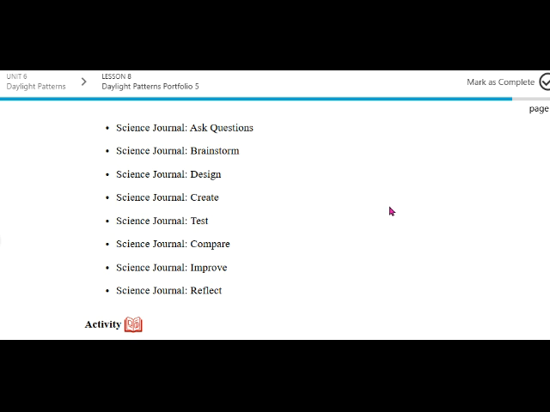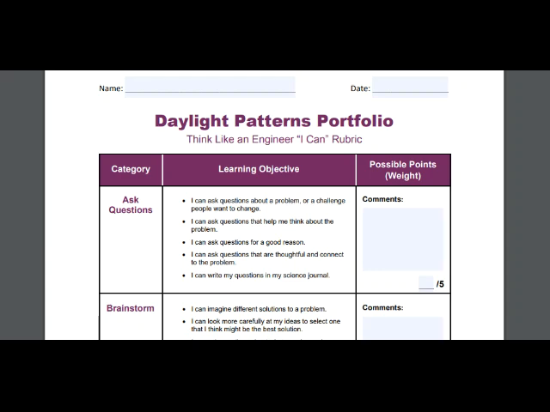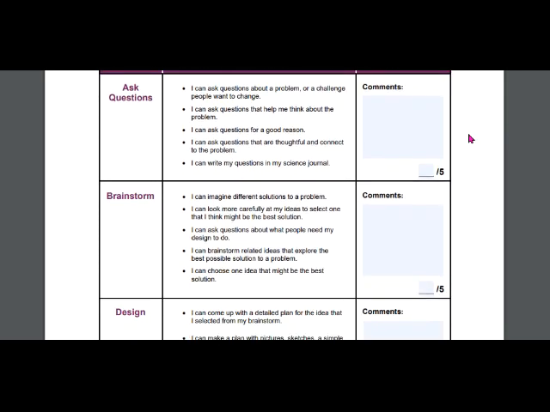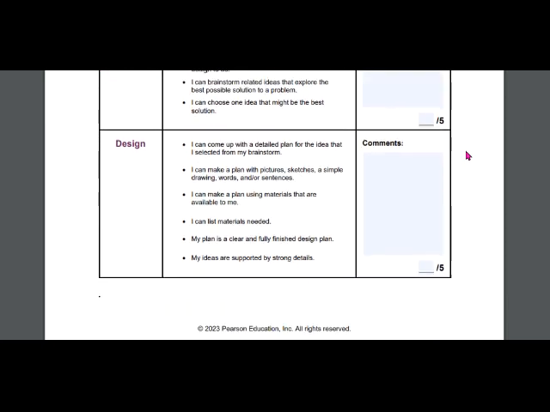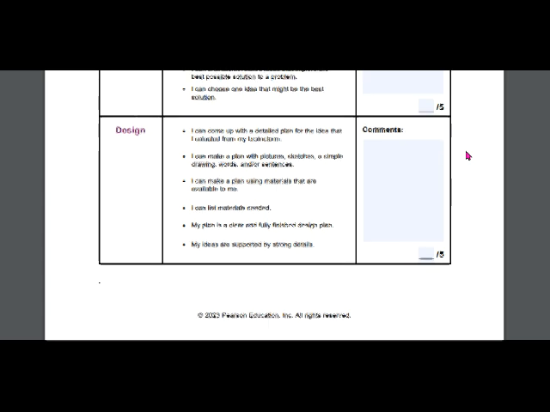Let's look at that rubric just to make sure that we've got everything we need in each of these sections. The first one, ask questions, says I can ask questions about a problem or a challenge people want to change. We definitely did that. We asked questions about telling time using sunlight and shadows. Brainstorming, I can imagine different solutions to a problem. Yeah, that's where you came up with your ideas for how we might be able to measure time. Design, I can come up with a detailed plan for the idea that I selected for my brainstorm. We definitely had our materials and our steps. That is a detailed plan.